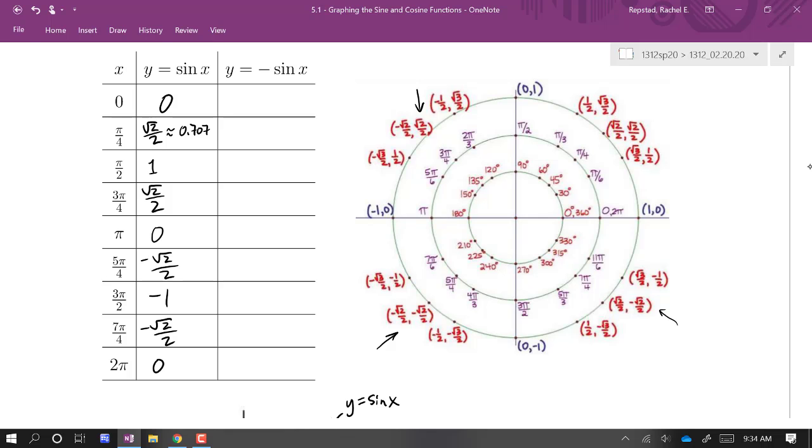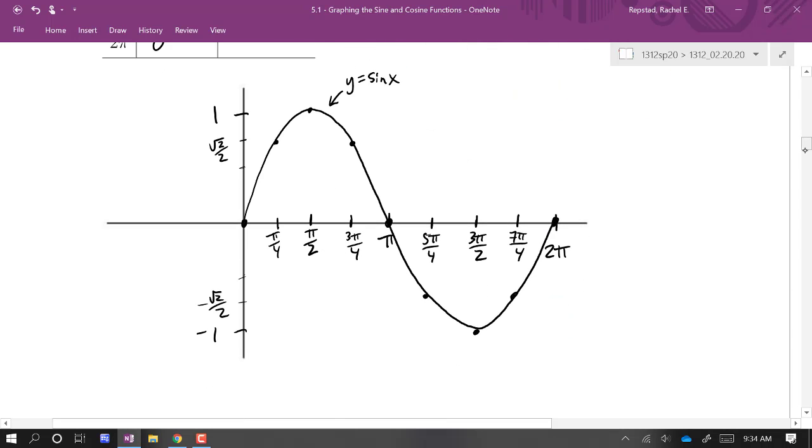Imagine this is a wheel, like a bicycle wheel that's free to spin around. All we're doing is starting it now, spinning it around counterclockwise, and then just keeping track of what that y coordinate is as it goes around the circle. And that's what this graph is.